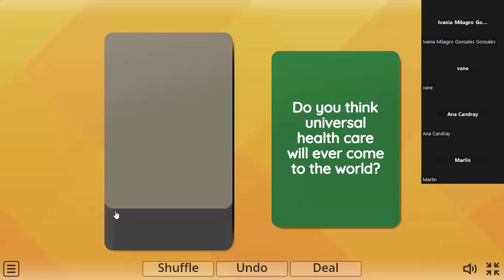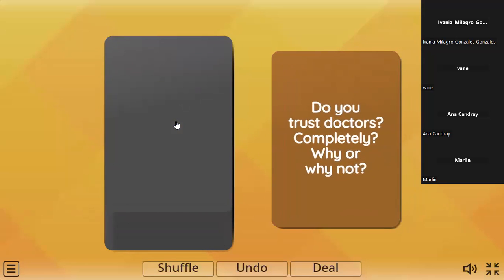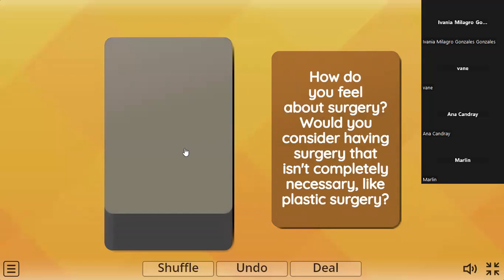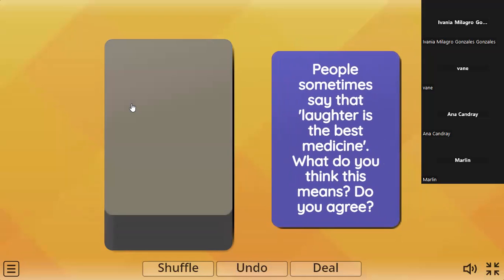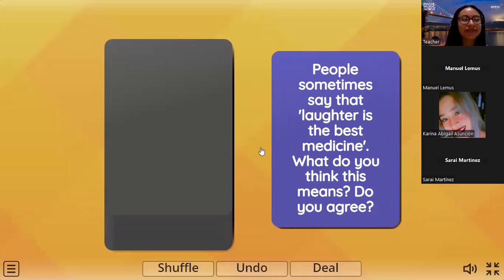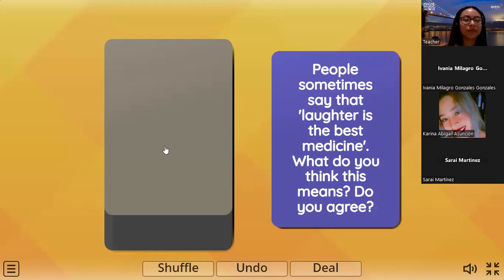Now, this one is going to be for, let's see, Ivania. So, Ivania, people sometimes say that laughter is the best medicine. What do you think? Do you agree? Yes. I have heard that laugh is something important to mental health, that can improve our well-being. Because when we face some difficult problems with good attitude, we can overcome some situations in a good way.